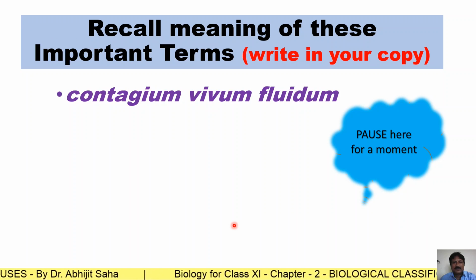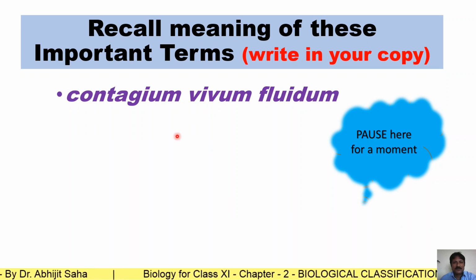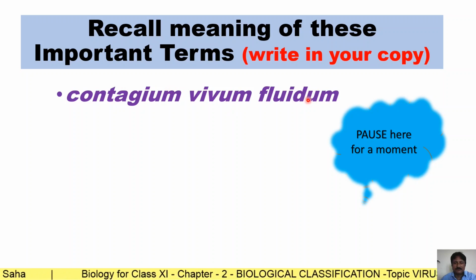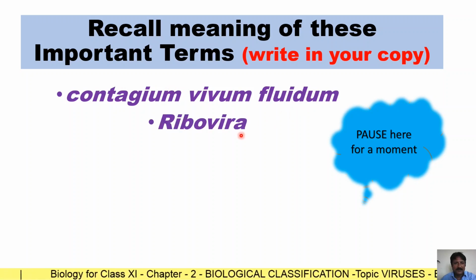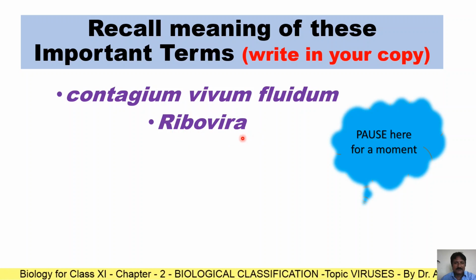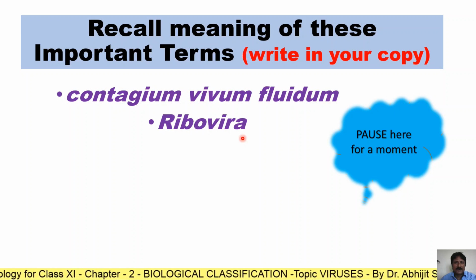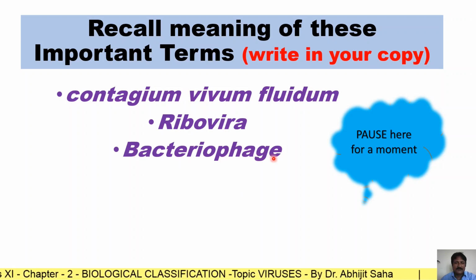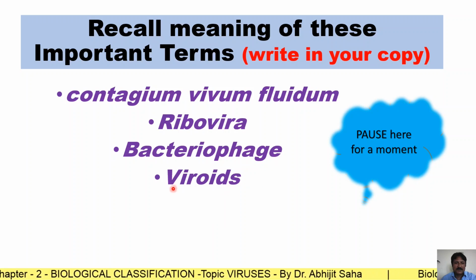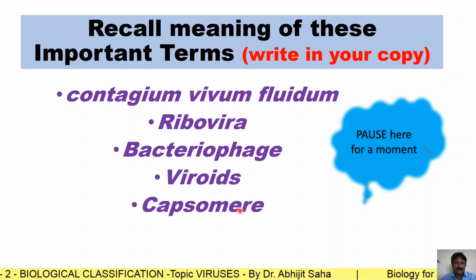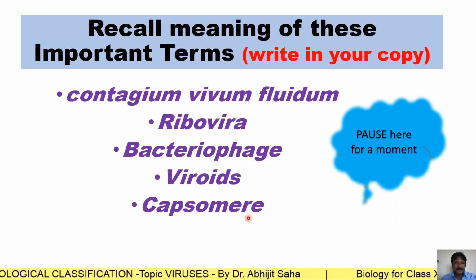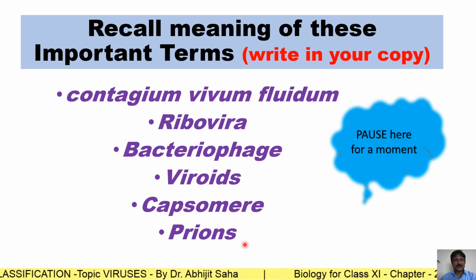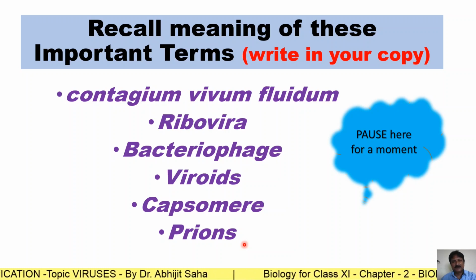Now, before we leave, let us recall some important terms. Please take your pen and paper and write down the meaning of these terms. Contagium vivum fluidum. Next term, ribovira. You need not write the full sentence. You can write just the phrase. Bacteriophage, viroids, capsomers, prions. So these few terms, write down the meaning, and now let's check.